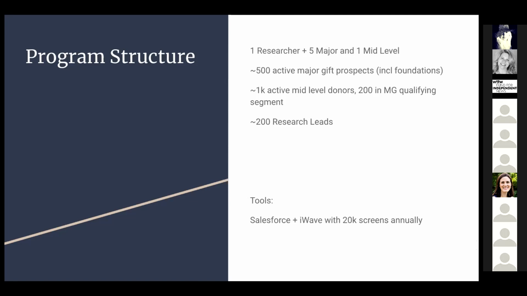Research can always identify more prospects than gift officers can manage. So you've got to have a place to put them. So I am very liberal with coding people research leads. It's anybody that I want to keep track of because my researcher's brain says, I want to know more about them.